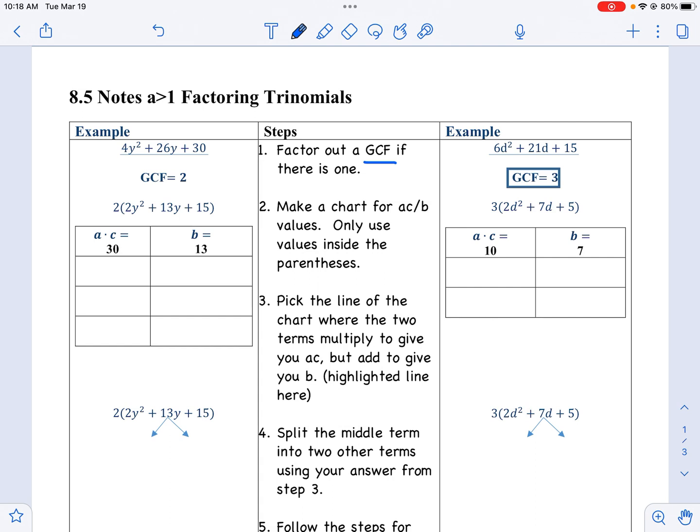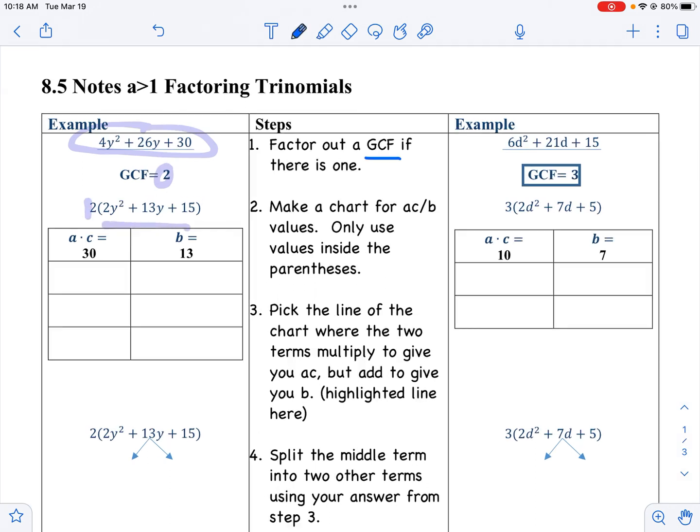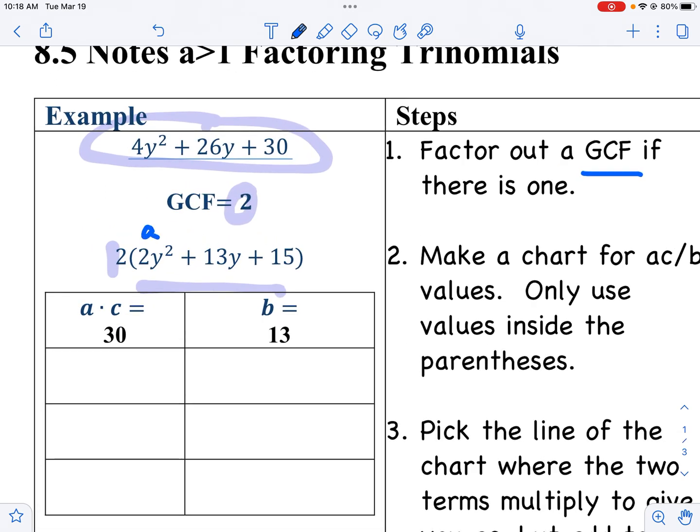So if I had started with this 4y here, if I factored a 2 out of each one of them, then this is what I would have left. So now I'm going to focus really carefully on what's the A and what's the B and what's the C. So A times C is 30, or 2 times 15 if you need to see that. And the B is just 13, so we're going to write it down.